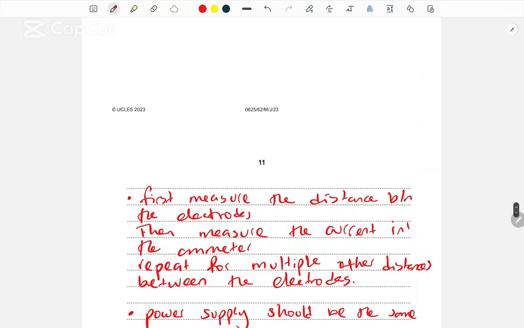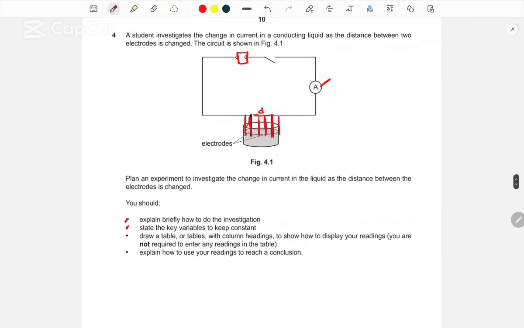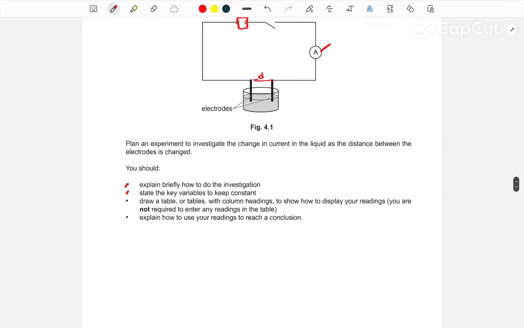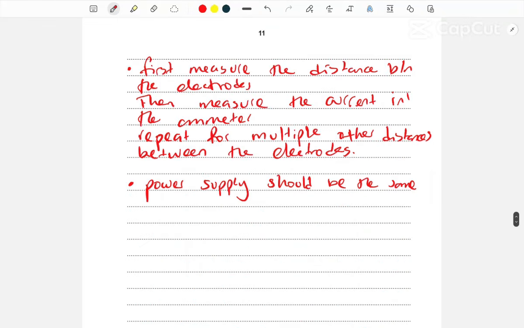And next, what should be kept constant is the material of the electrodes. So if for the first part of the experiment the electrode is made of copper, the electrode should be made of copper for each one, or we should use the same electrodes. Otherwise, it can affect the results. So electrodes should be the same.